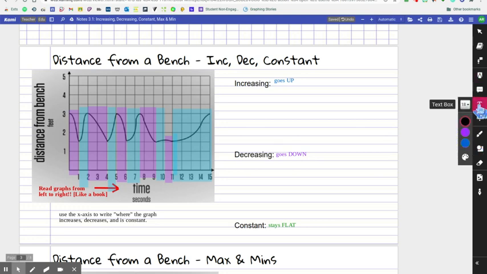Okay, so we have everything highlighted out. I think this is easier for when we write out our intervals. Okay, so we're going to write it two different ways. We're going to write it using words, and then we're going to write it using interval notations. So I'm going to focus on increasing stuff first.